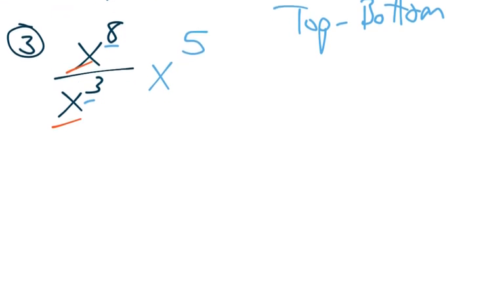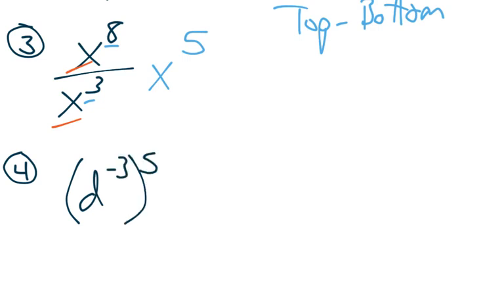Let's try one more here. Number 4. D to the negative 3rd power in parentheses. We're going to raise that to the 5th power. Again, we have two exponents right next to each other, so all we're going to do is multiply the two exponents. Negative 3 times 5 gives us negative 15. Now there's something special with an exponent that's negative. That's another property. We'll get to those in just a second.